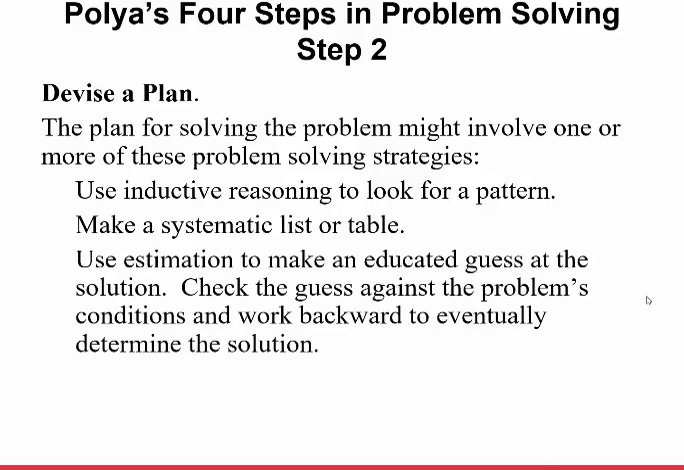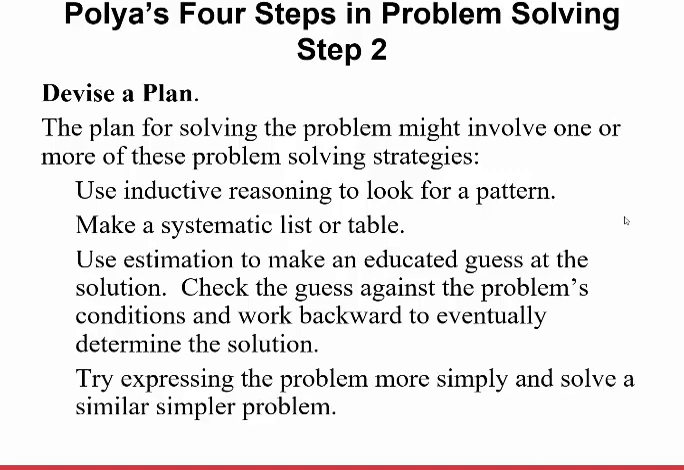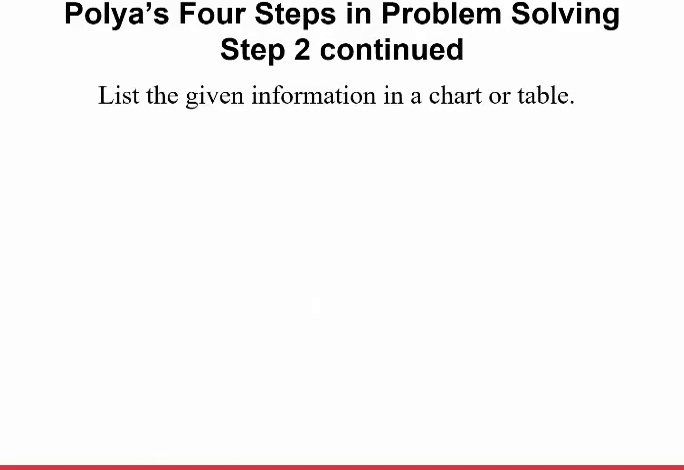Maybe we want to use estimation to make an educated guess at the solution, then check the guess against the problem's conditions and work backwards to eventually determine the solution. Another is to try expressing the problem more simply and solve a similar, simpler problem. We can also use trial and error, like guess and check, to help us solve. These are all valuable ways to solve it.